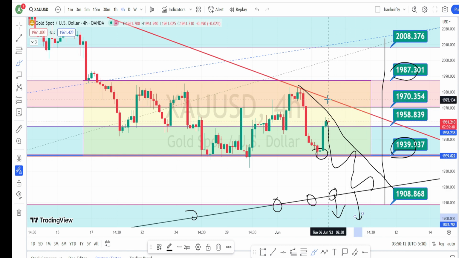And if the price action gives a breakout from this resistance line of the daily time frame, we can expect the bullish side retracement to start in 4 hours time frame also.